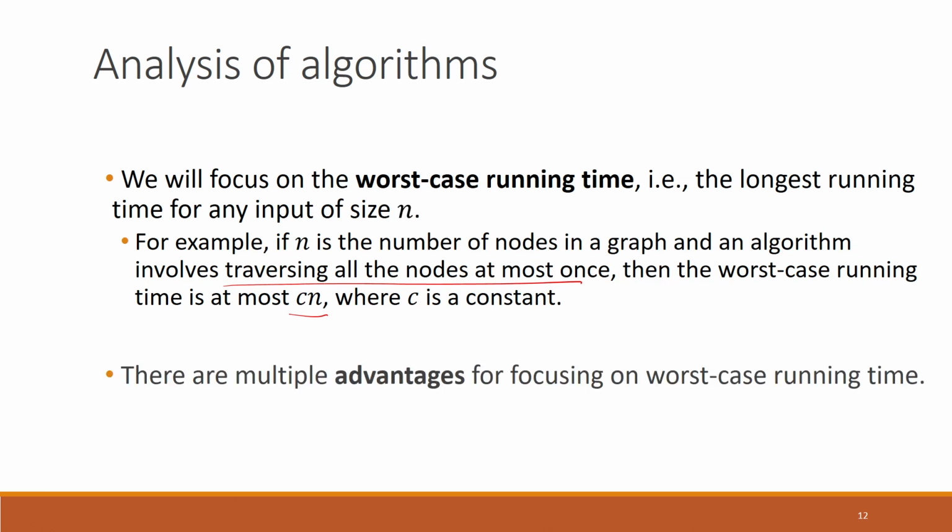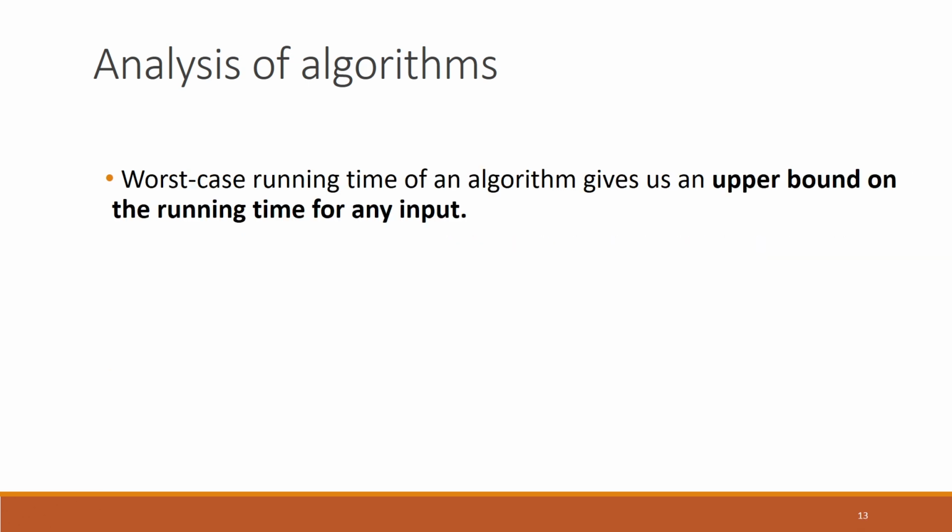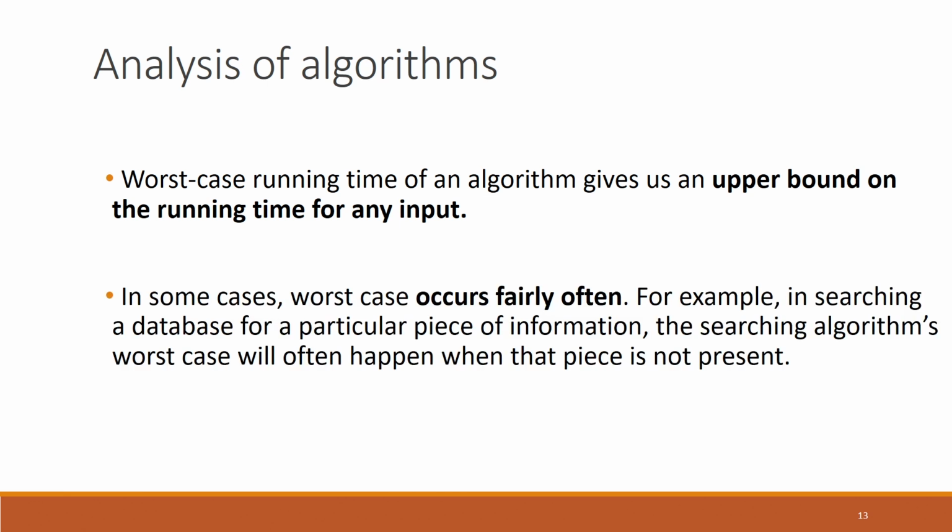Now, there are multiple advantages to focusing on worst case running time. One is that the worst case running time of an algorithm gives us an upper bound on the running time for an input. Since we get an upper bound on the running time for an input, we have an idea that the running time will never exceed that situation. So, then we will be prepared for that.